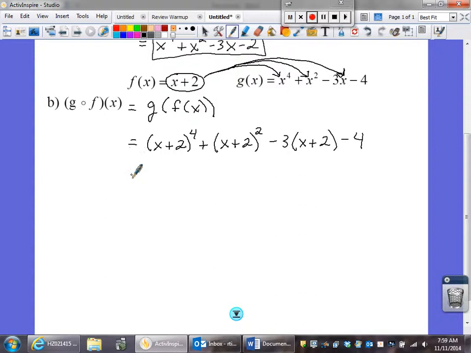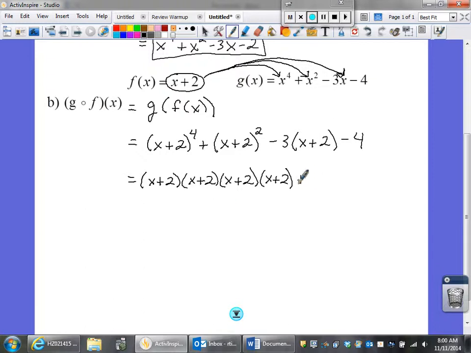Now, this is a lot of multiplication. For instance, this x to the fourth power is really x plus 2 times x plus 2 times x plus 2 times x plus 2. And this one right here is plus x plus 2 squared.